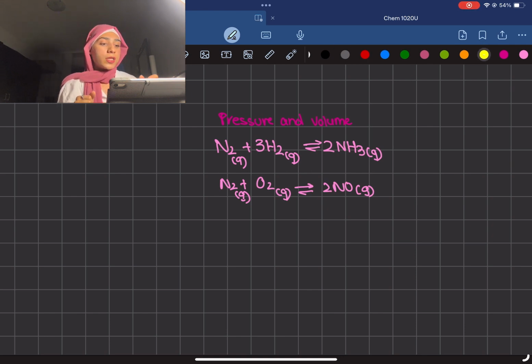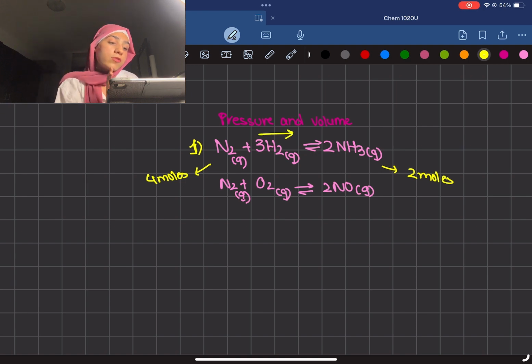So for pressure and volume, for this question, the first thing you notice is the number of moles that you have. For equation 1, I have 4 moles on my reactant side. On my product side I have 2 moles. So which one has the lower amount of moles? 2. So my reaction would move towards the lower amount. That means my equilibrium is going to move forward.